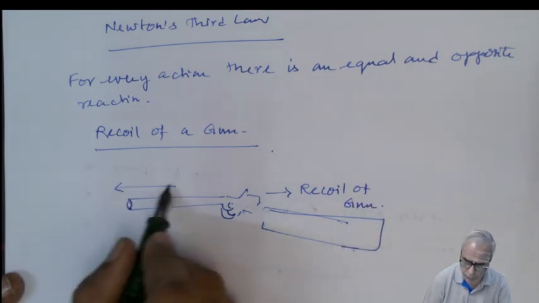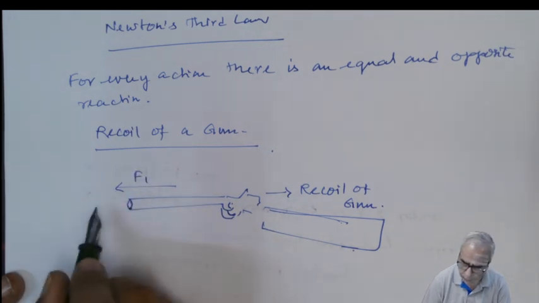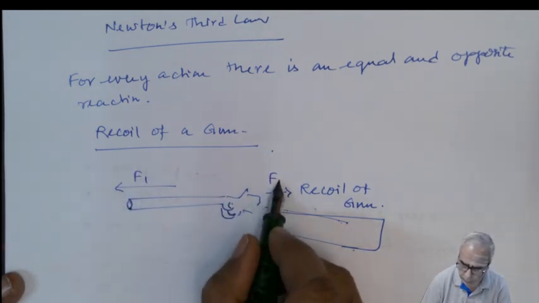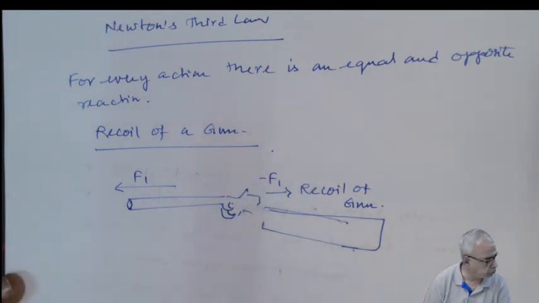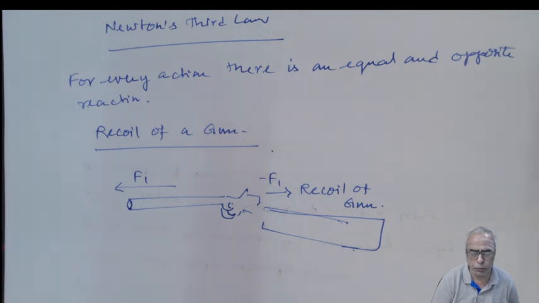So this is the force of the bullet when it is fired. Let me consider this F1. An equal amount of force is given in the opposite direction, minus F1. Minus indicates the negative direction, that is, the opposite direction. Law of conservation of momentum.